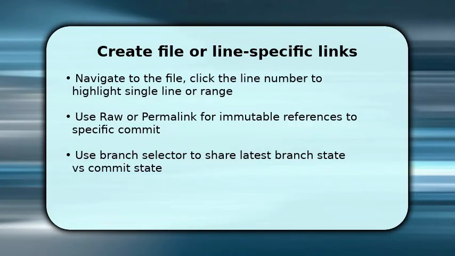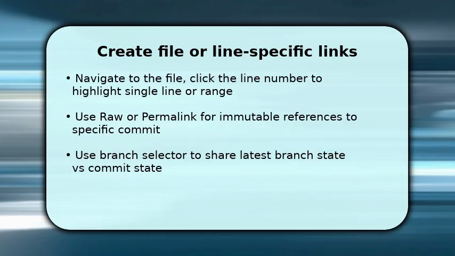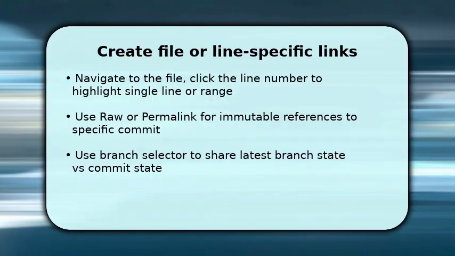Navigate to the file you want and click a line number to highlight a single line or shift-click to select a range. Then use the browser address bar or the Copy Permalink option from the File menu. Permalink points to a specific commit, while the raw link returns file content. Make sure to choose the branch selector appropriately.